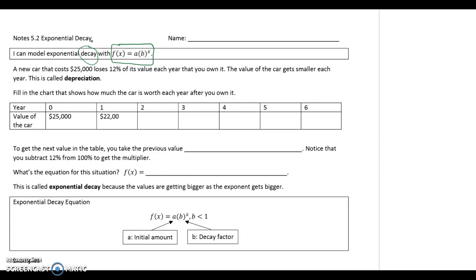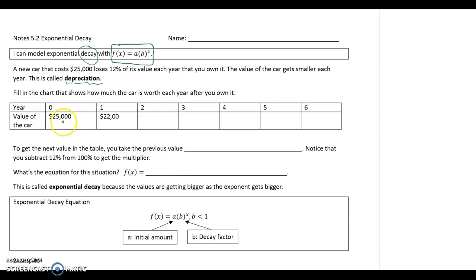A new car that costs $25,000 loses 12% of its value each year that you own it. So the value of the car gets smaller each year. That's what's called depreciation. So let's fill in this chart to see what happens with the value of this car from year to year.